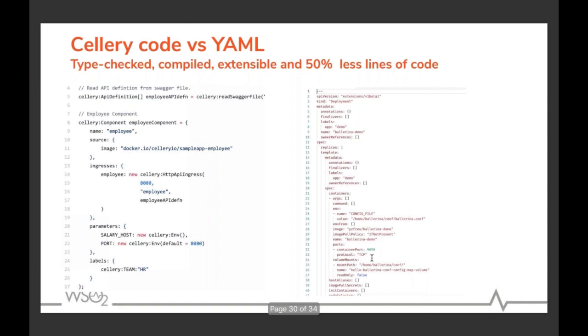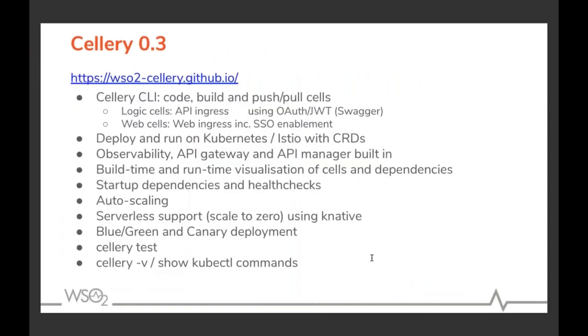So where are we in the progress of this project? We launched 0.3 back in July, and that has API ingresses with Swagger, web ingresses, SSO, deploy and run on Kubernetes with CRDs, the observability, an API gateway built into it, an API management system, which I didn't demonstrate to you. The visualization, there are startup checks, there is auto scaling support, so you can basically deploy an auto scaling policy, which becomes a horizontal pod auto scaler for Kubernetes.